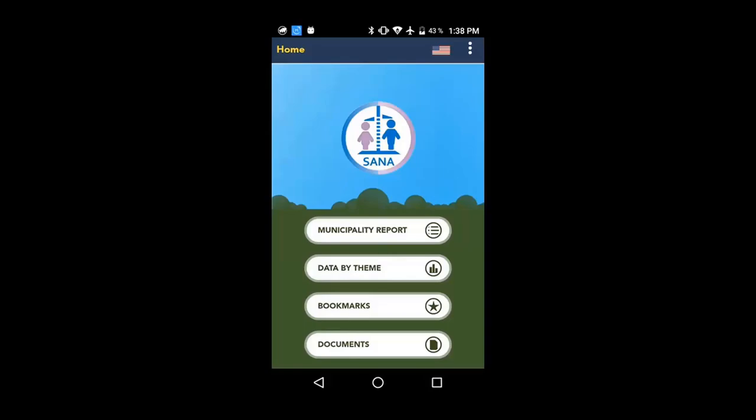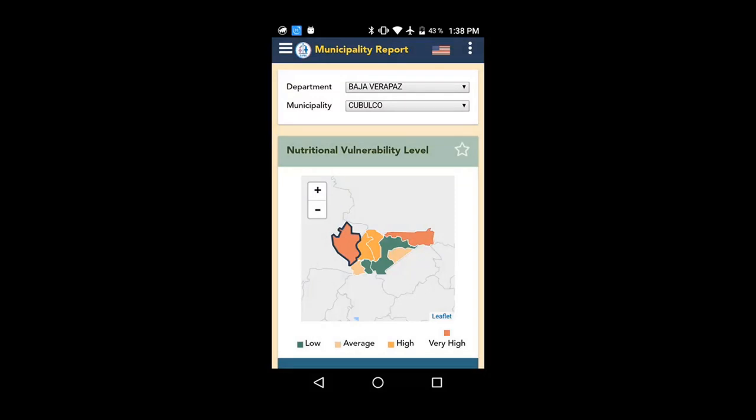Another example of apps that we have developed is called Sana GT. This app has information on chronic malnutrition in Guatemala. You can see the main menu showing here, where you can basically look at the municipality report, or you can look at specific data organized by themes. If you click at the municipality report, you have the nutritional vulnerability level for that municipality. You can see the municipality that we chose. It's shown with a darker border on the map that you see in your app. And it also shows all other municipalities in that department.